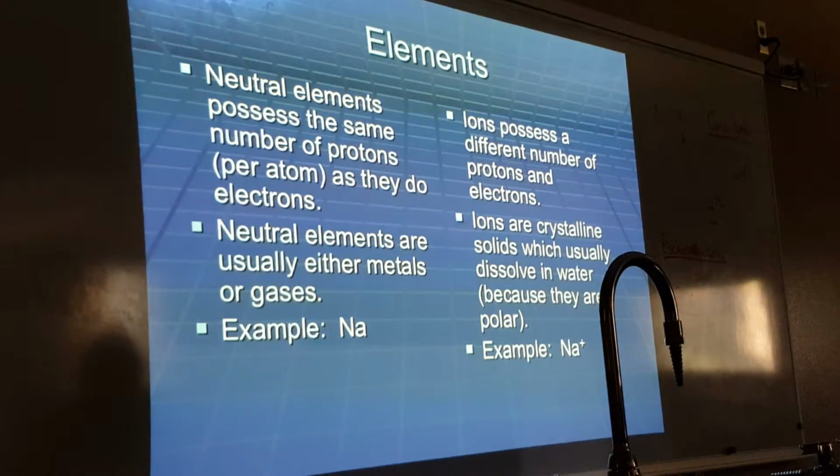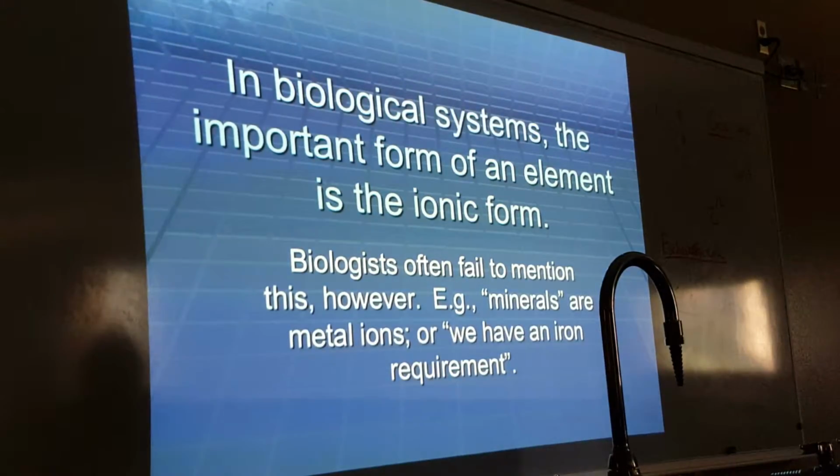So, next slide. In biological systems, the ion is what's important because they are charged, they're polar. And polar things dissolve in water because water's polar and likes dissolve likes. So when we say we have an iron requirement, we're really leaving out a little bit of information. Do you think you satisfy your iron requirement by having a tablespoon of iron filings? No, that really won't do the trick, will it? It's got to be iron ion.